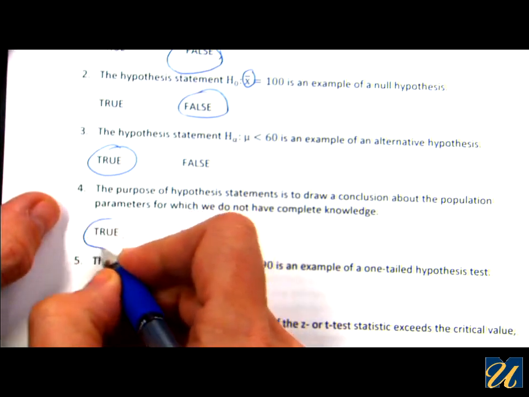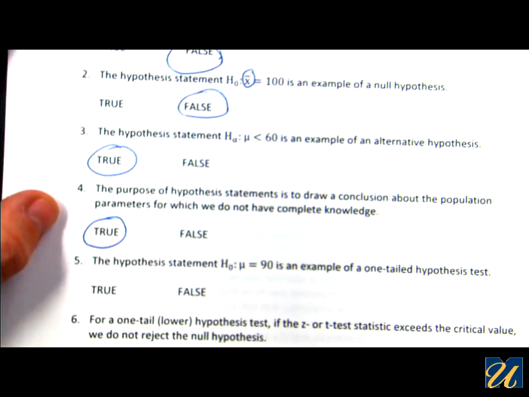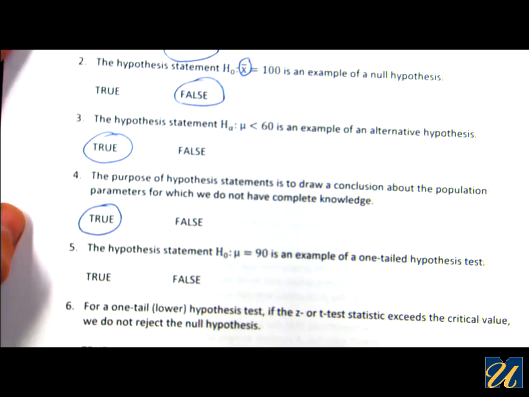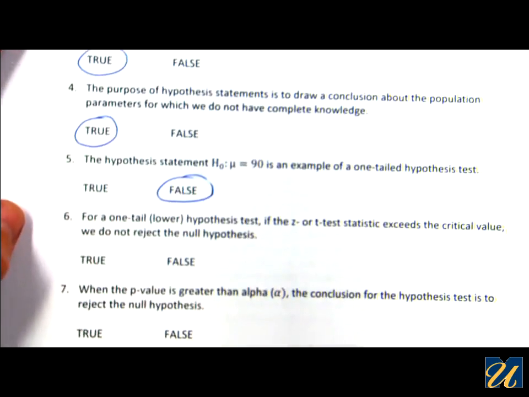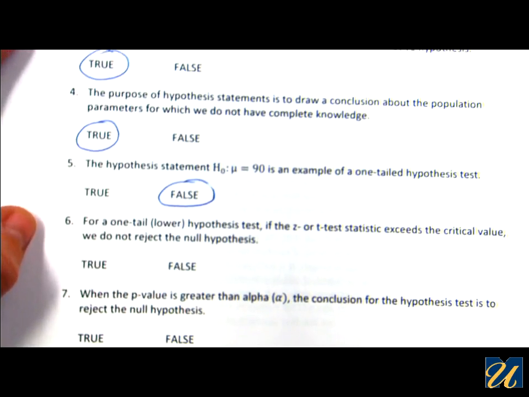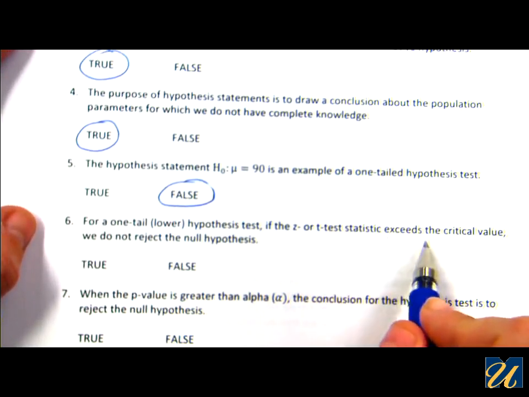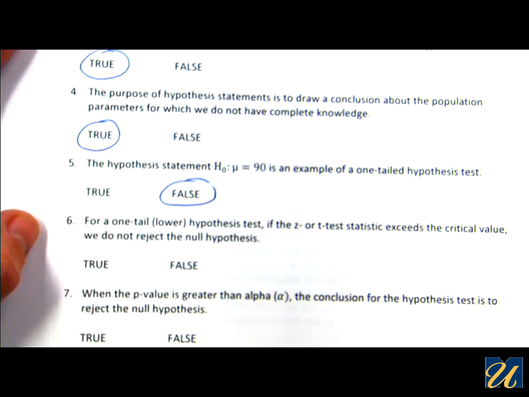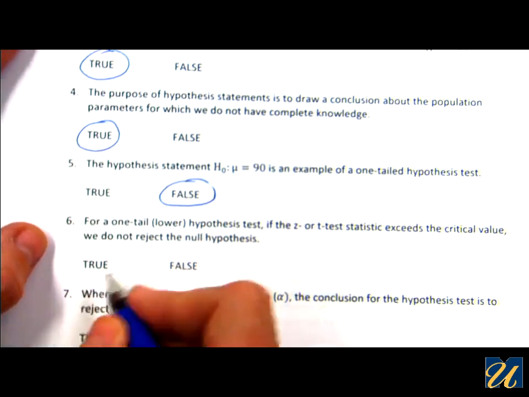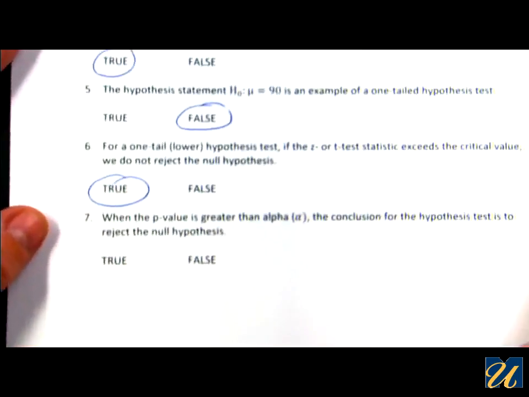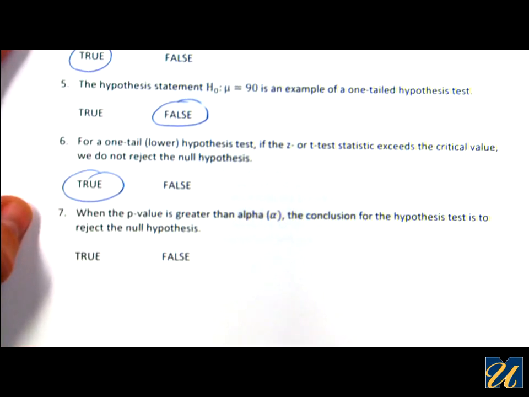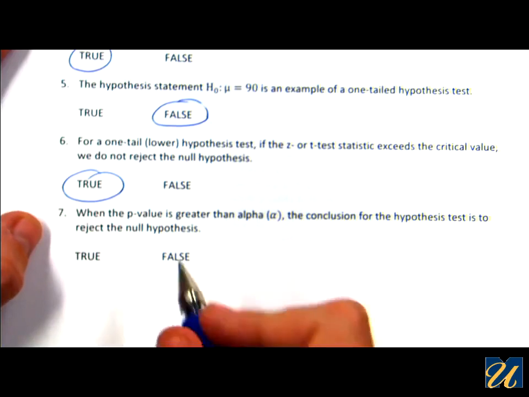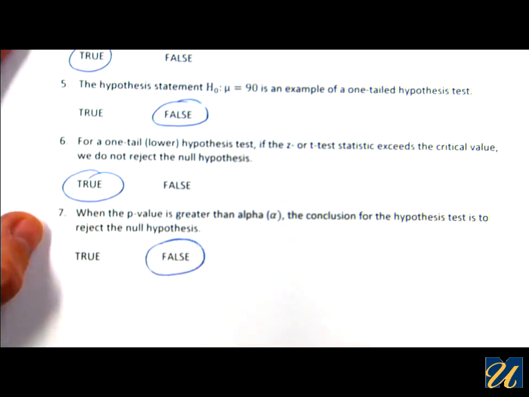This is also true. The hypothesis statement H0 mu equal to 90 is an example of a one-tail hypothesis test. This is false. This is a two-tailed hypothesis test. For a one-tail lower hypothesis test, if the Z or T test statistic exits the critical value, we do not reject the null hypothesis. This is true. And when the p-value is greater than alpha, the conclusion for the hypothesis test is to reject the null hypothesis. This is also false.